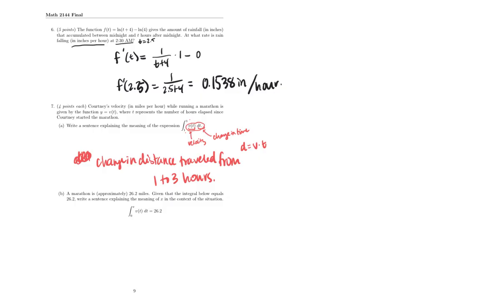Next, it says a marathon is about 26.2 miles. Given that the integral below equals 26.2, write a sentence explaining the meaning of x in the context of the situation. So this 0 to x is the amount of time. So x is the amount of time. So x equals the number of hours that it takes for Courtney to run 26.2 miles.